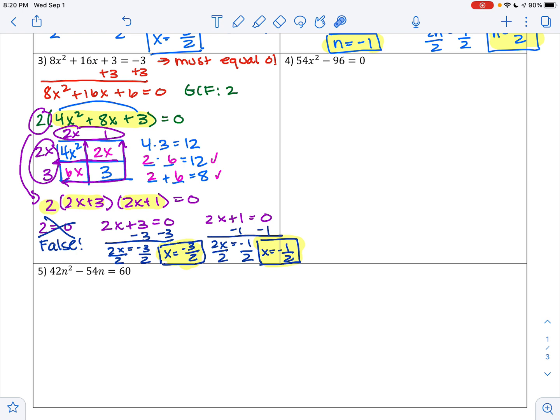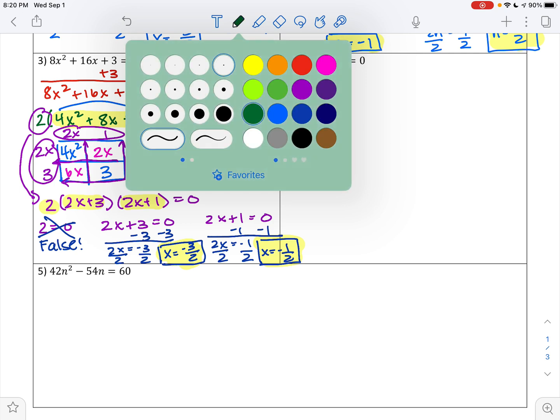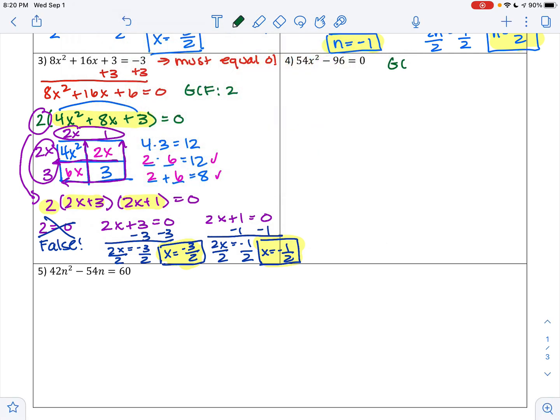Let's try example 4. The right side of the equation equals 0, so that's good. My next step is to begin factoring. You always want to look for a greatest common factor. Both of these numbers are even, so I know at least 2 goes into both of them, but I think that there's a larger number. I think 6 should work. Yes. So let me go ahead and factor out a 6.